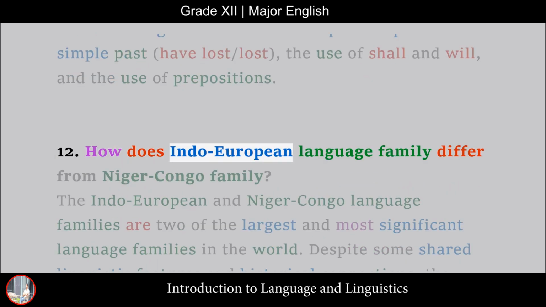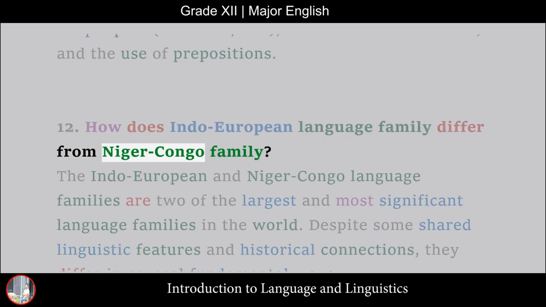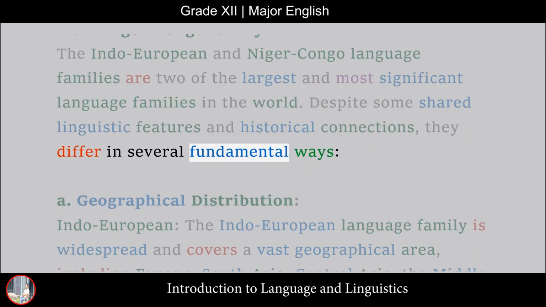12. How does the Indo-European language family differ from the Niger-Congo family? The Indo-European and Niger-Congo language families are two of the largest and most significant language families in the world. Despite some shared linguistic features and historical connections, they differ in several fundamental ways.